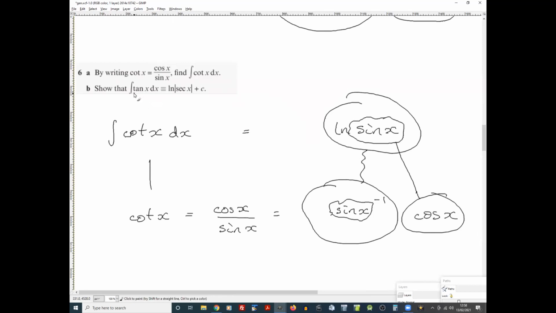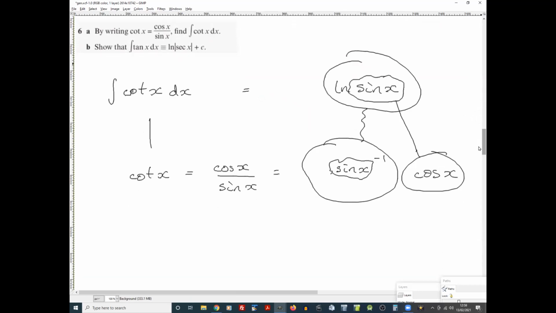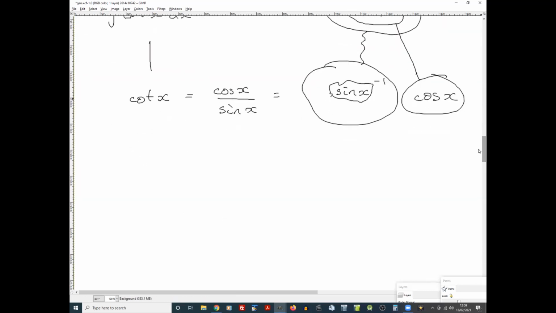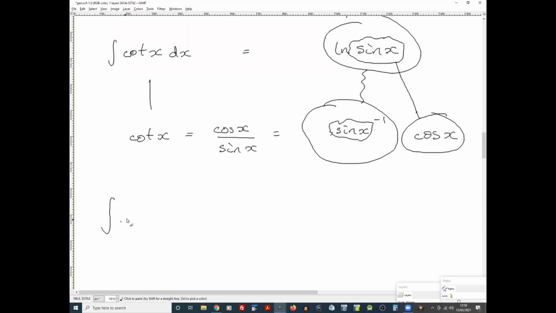Show that the integral of tan is done similarly, basically. So part A is just a hint of how to go about integrating tan. They're saying, look at cot, it turns out very nicely. Try and do tan in the same way as you did cot, even though you'll find it's not quite as neat, or there's a bit more to it.